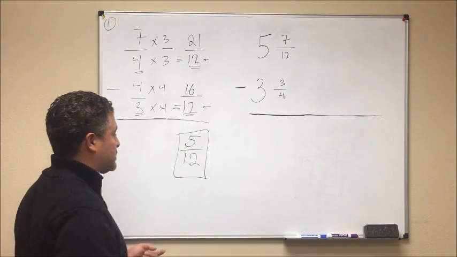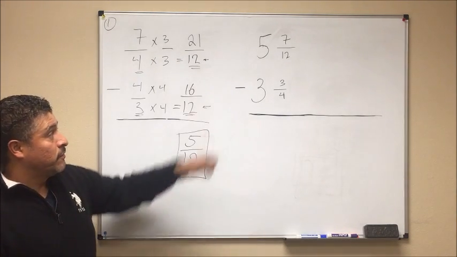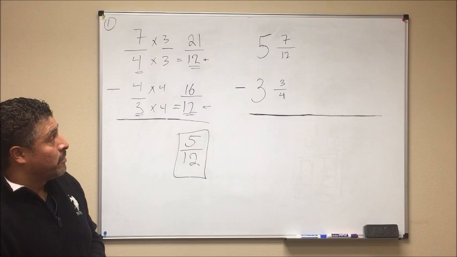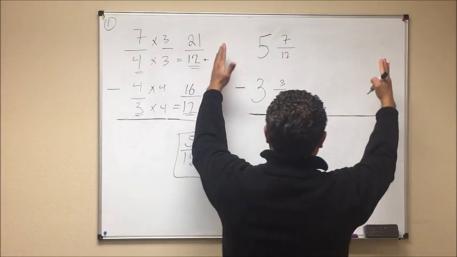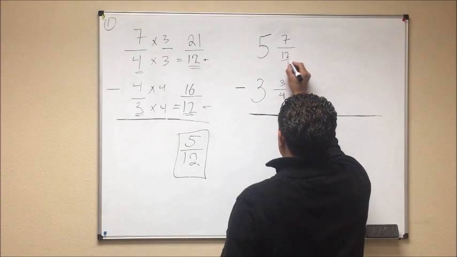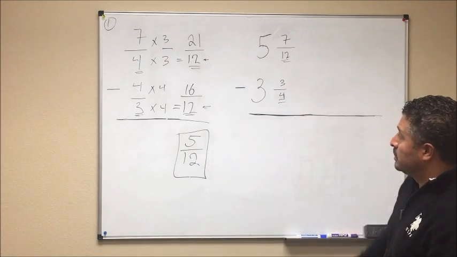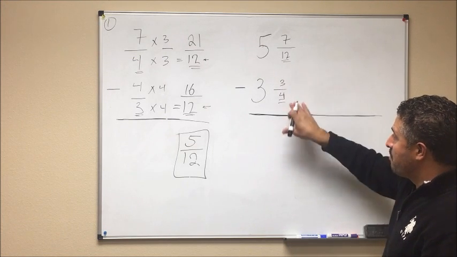And now 5/12 is in simple form. You don't have to do anything else. Now, if we go to the other problem, we're going to go ahead and look at this problem. So now, same scenario. If the denominator doesn't match, you cannot perform the operation. You have to make sure that the king matches.